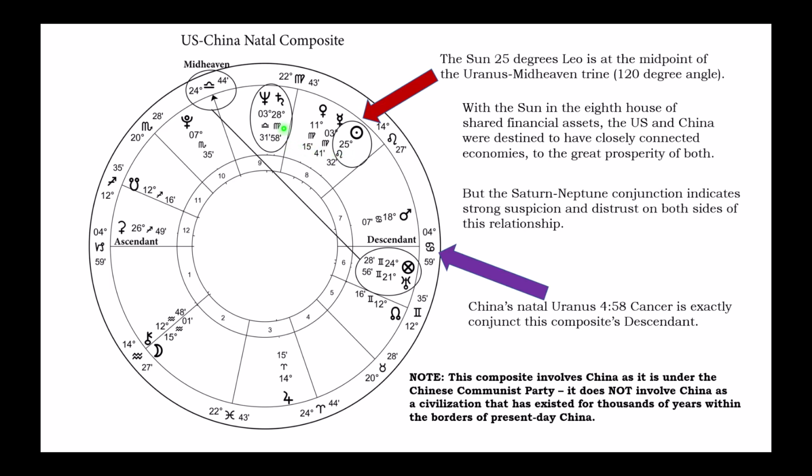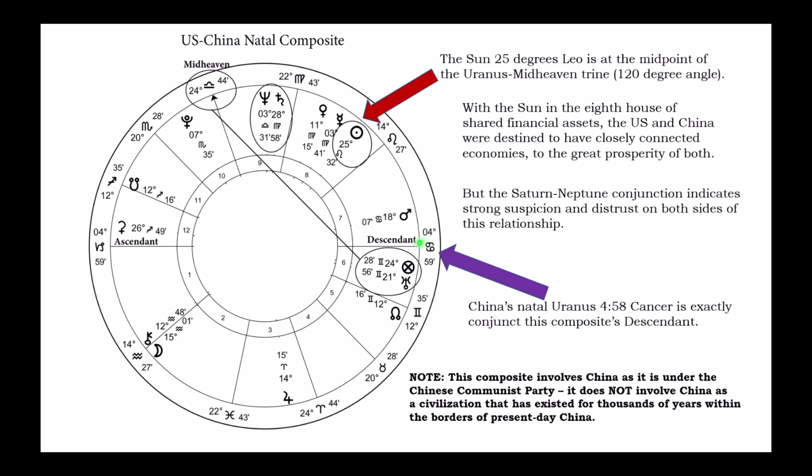Unfortunately, the Saturn-Neptune conjunction introduces suspicion and distrust into this relationship. It's quite powerful, as Neptune, 3 degrees Libra, forms a T-square with the ascendant-descendant axis.